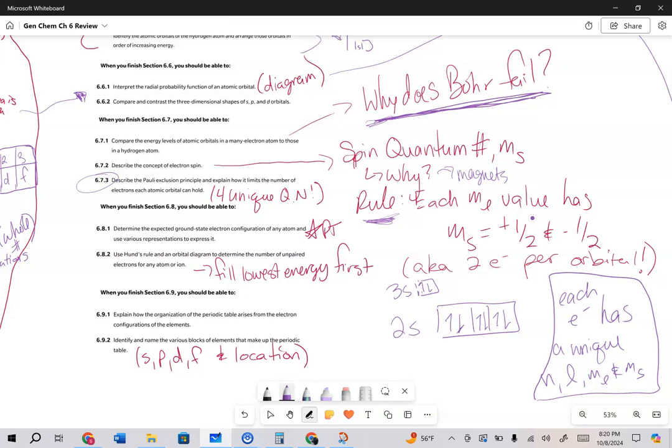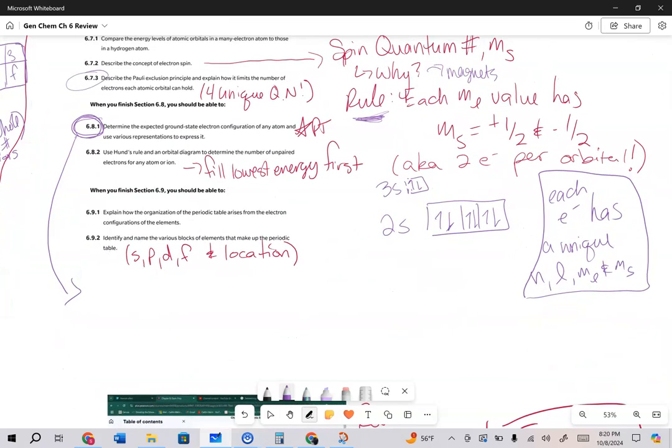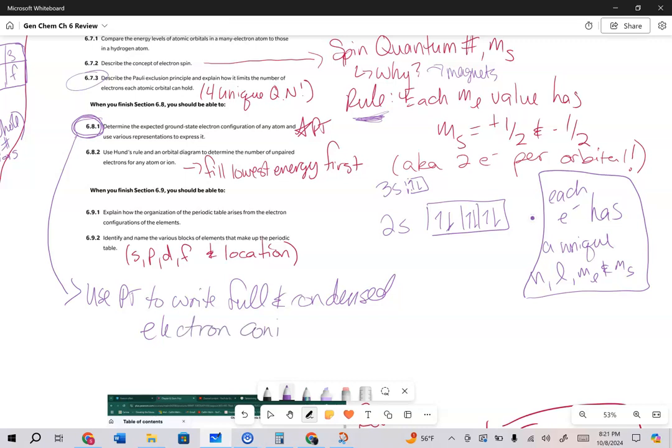Okay? In the next section, we say you should be able to determine the expected ground state electron configuration of any atom and use various representations to express it. Okay, so what does this one actually mean? This means use the periodic table to write full and condensed electron configurations. And remember the order of filling.